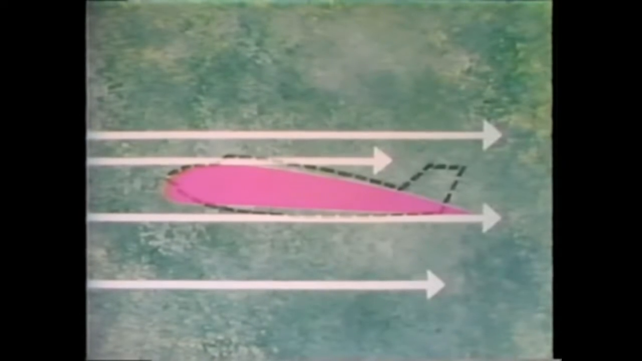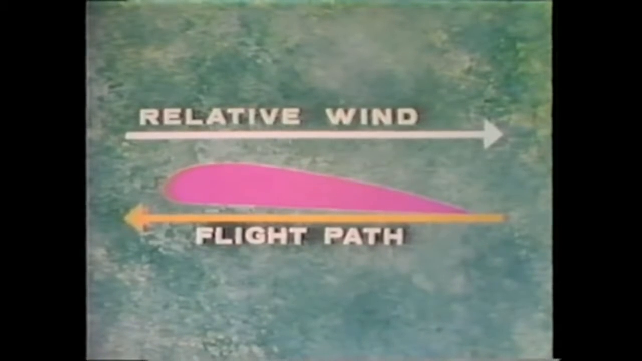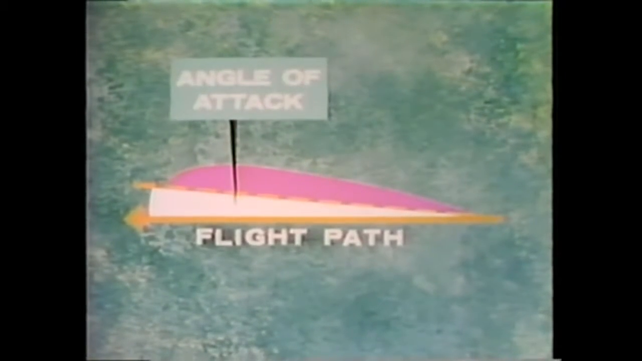The airflow striking the fixed wing airfoil of an aircraft, or the aircraft itself, is called the relative wind. The direction of the relative wind is always opposite to and parallel with the flight path of the airplane. In level flight, therefore, the relative wind and the flight path are horizontal and parallel. The center line, or chord line of the airfoil, however, even in level flight, forms a small angle with the flight path. We call this angle the angle of attack.